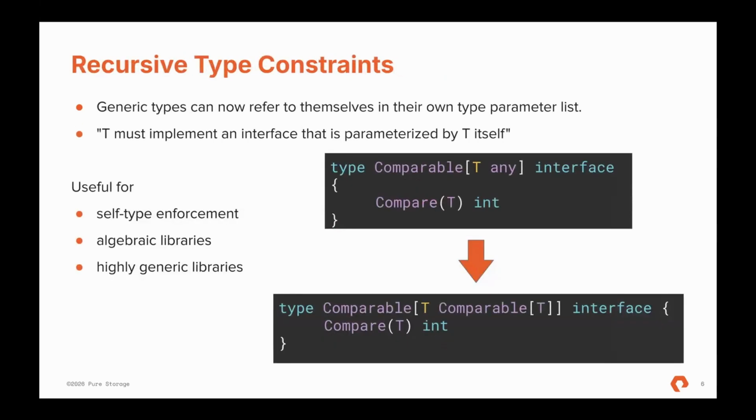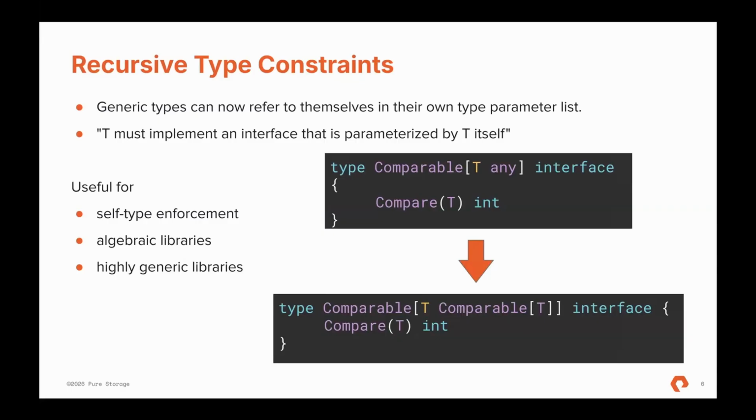The other change in the language itself is support for recursive type constraints in generic type parameters for interfaces. Up until now, we were not able to put a reference in the definition of the interface to itself. So we had to use a generic interface or any. But now it's possible. We can have the generic reference itself. Basically, to quote, when we have a generic interface with type T, the type T must implement an interface that is parameterized by T itself.